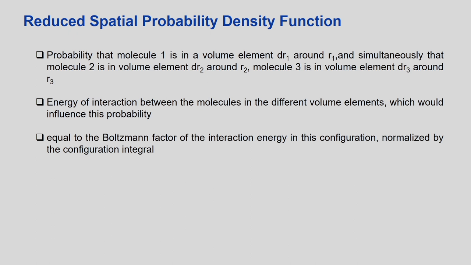Now we ask another question. What is the probability that molecule 1 is in a volume element dr1 around the position vector r1, and simultaneously molecule 2 is in volume element dr2 around r2 and molecule 3 is in the volume element dr3 around r3? So, now we have three different elemental volumes dr1, dr2, dr3, and we are asking what is the probability that molecule 1 is in dr1, molecule 2 in dr2 and molecule 3 in dr3. Their position vectors are given by r1, r2, r3.